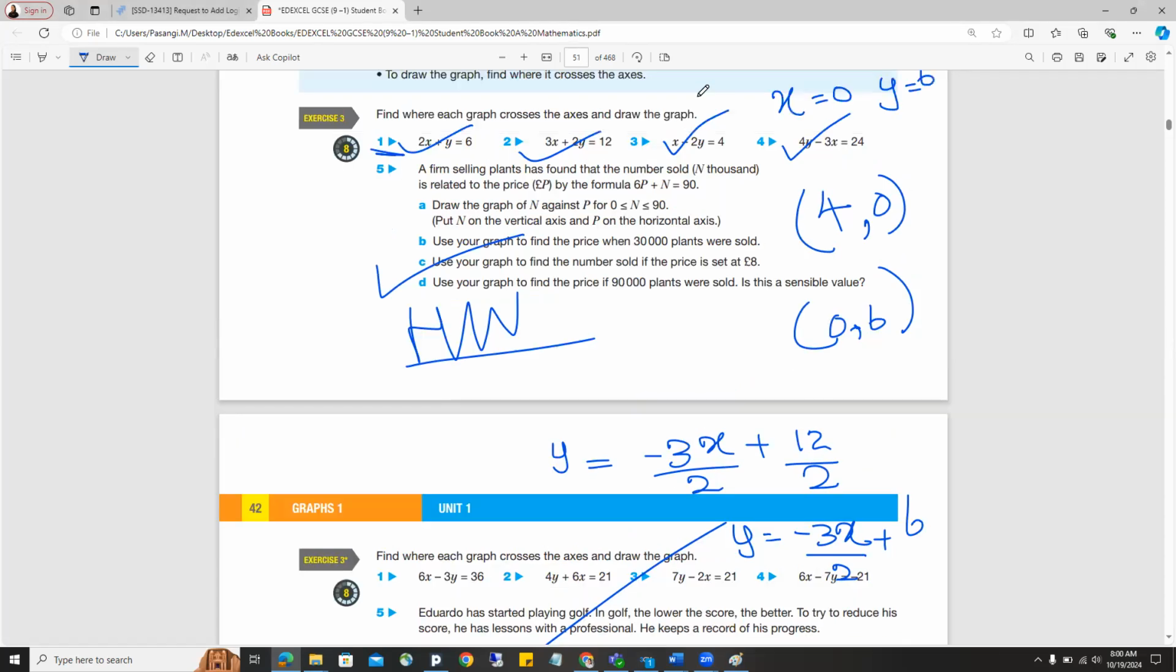Okay. Now do the third one and the fourth one. Draw the graph as well. Okay, miss. I'll bring some water and come.